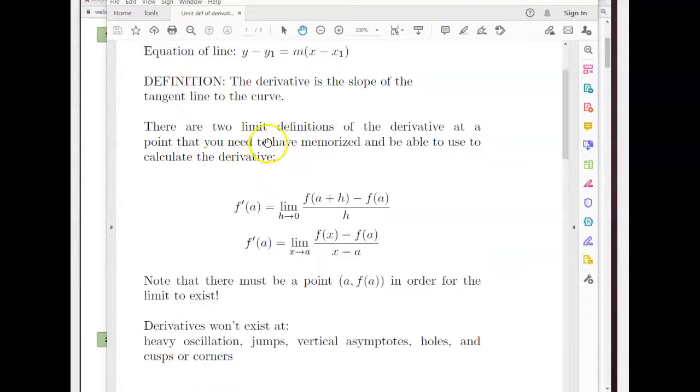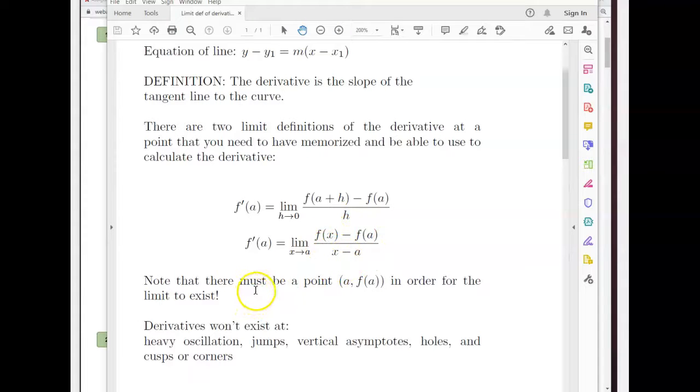There are two limit definitions. Here they are formally written. F prime of a, and we say f prime of a equals the limit as h goes to 0 of this difference quotient. This is the slope of the secant. This again is the slope of the secant. F prime of a is the limit as x goes to a of f of x minus f of a over x minus a. That's just the slope.